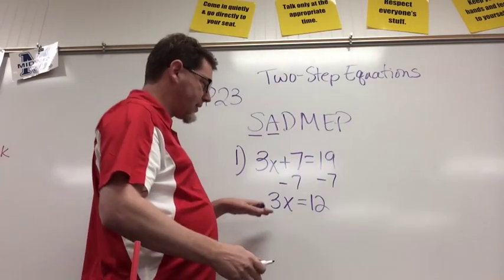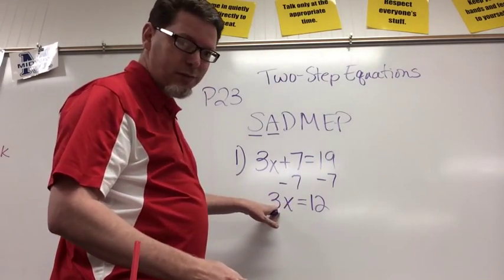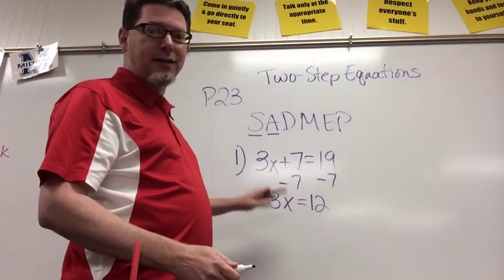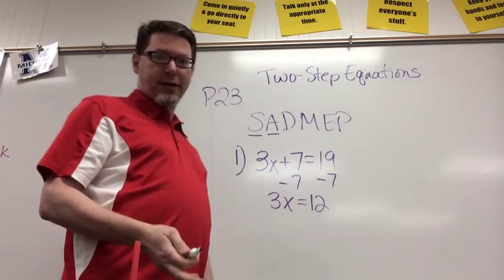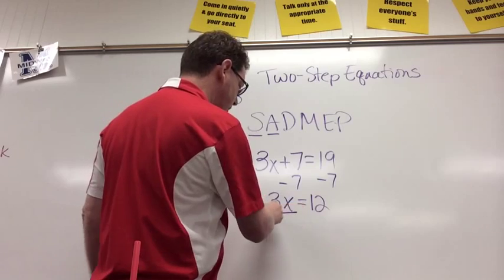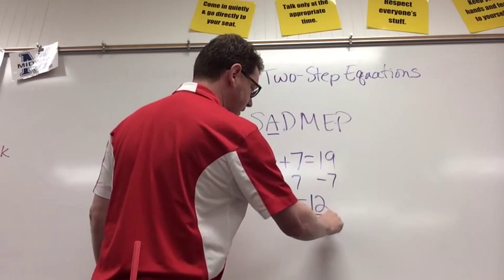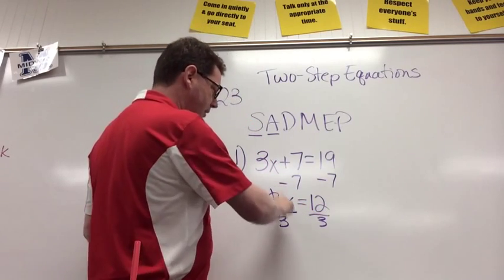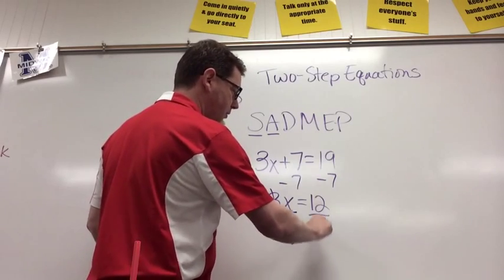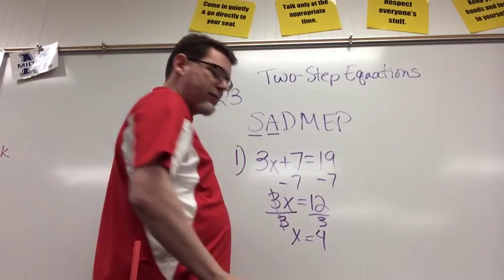And now, because I have a multiplication problem right here, I got to do the opposite. And you know the opposite of multiplication is division. So I'm going to divide by 3 on both sides. And when I divide by 3, I'm left with x equals 12 divided by 3 is 4.